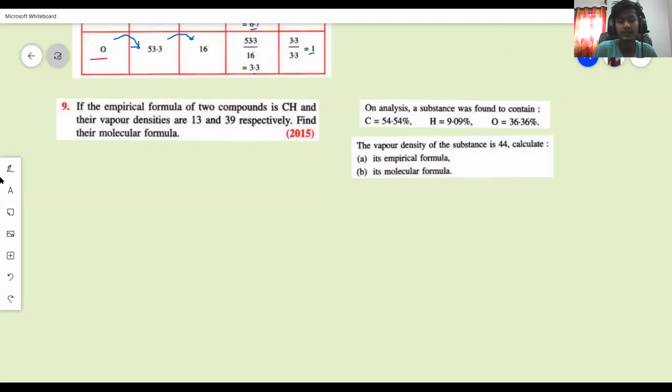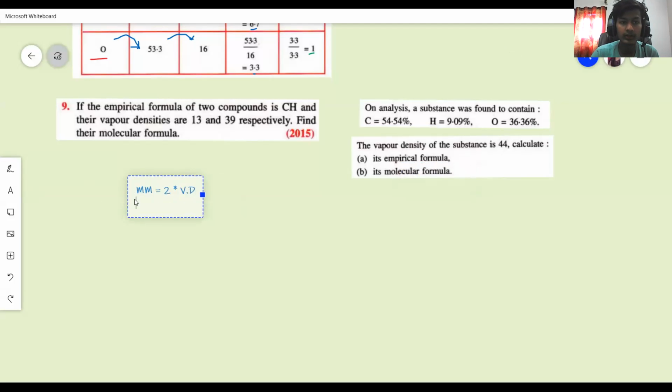The first question was asked in the ICSE 2015 paper. The empirical formula of two compounds is CH, and their vapor densities are 13 and 39 respectively. Find their molecular formula. So you have been given the molecular mass, but in an indirect way. We saw that molecular mass is twice the vapor density, right?